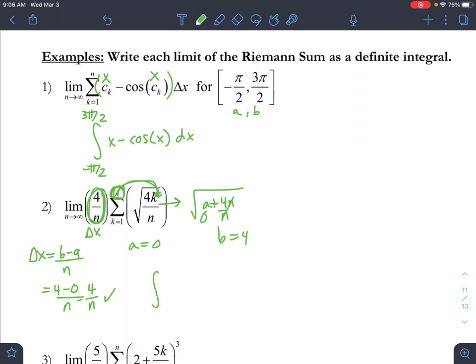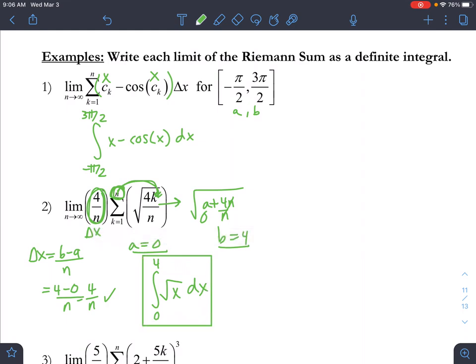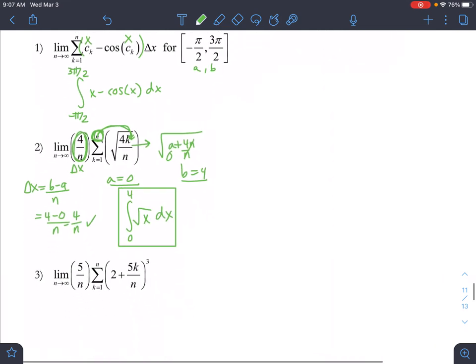So what do we got here, guys? 0 to 4, a to b. And our function, I know this is going to sound crazy, what's happening here is we are square rooting something. So square root of x dx. That's our final answer. So I know there's lots of k's, n's, everything like that, but once we break this down, the overall function is a square root. Okay? All right, let's take a look at another one.